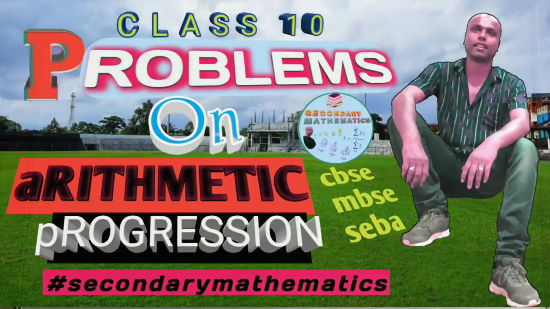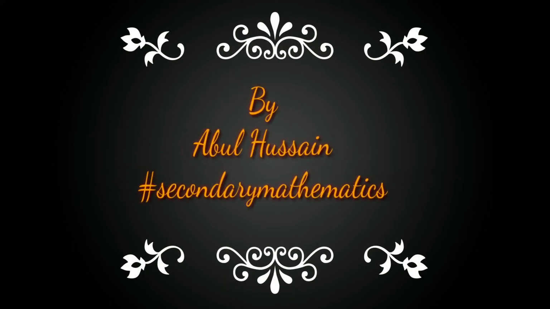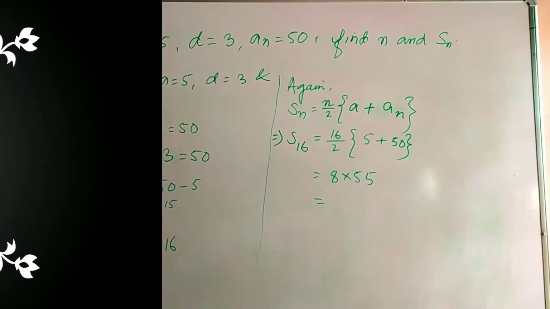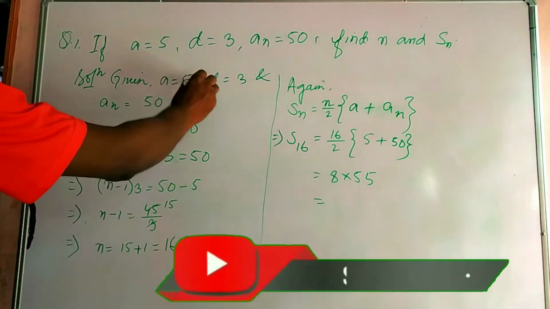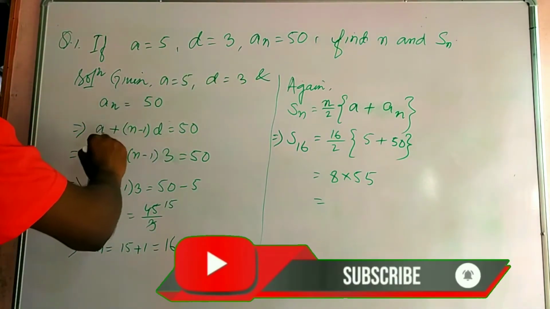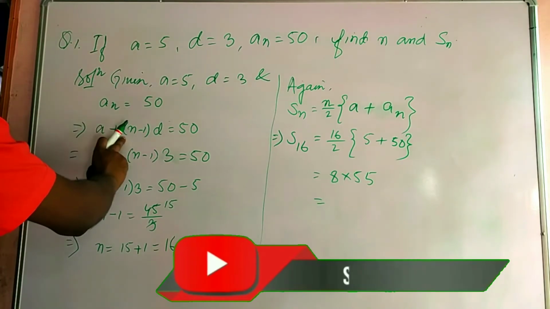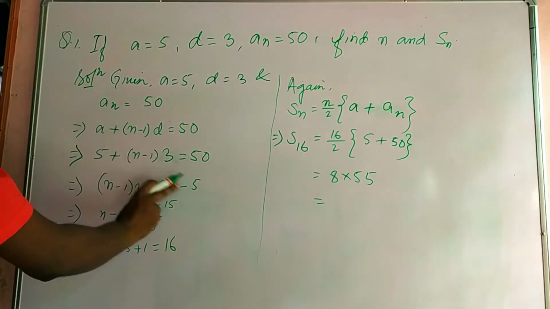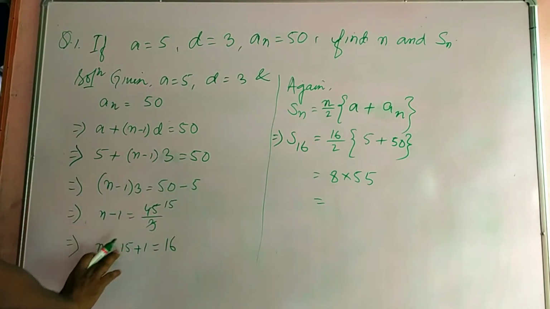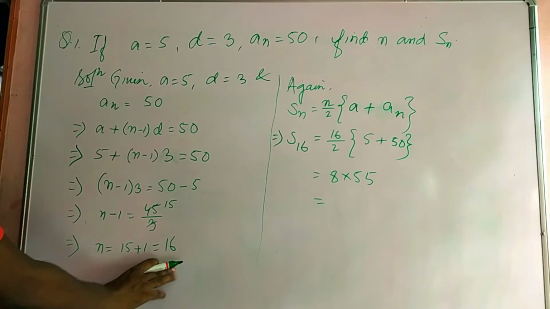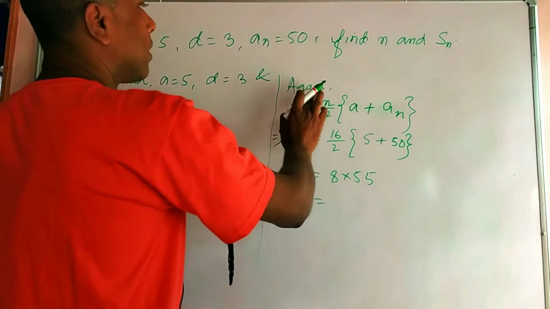Today we are going to solve some problems on AP series. Here is the problem. If a equal to 5, d equal to 3, an equal to 50, find n and Sn. Given a equal to 5, d equal to 3 and an equal to 50, we write the formula a plus (n minus 1)d. Place 5 here on the right-hand side, cancel and calculate it, and we get the value of n as 16. Again, we have to find out the sum.